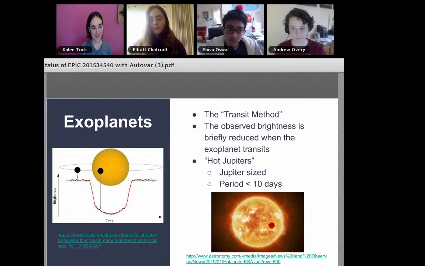So when an exoplanet passes in front of a star, some of the light is blocked from the star. A very common type of exoplanet is the hot Jupiter, because they're very large, so they're easy to detect.